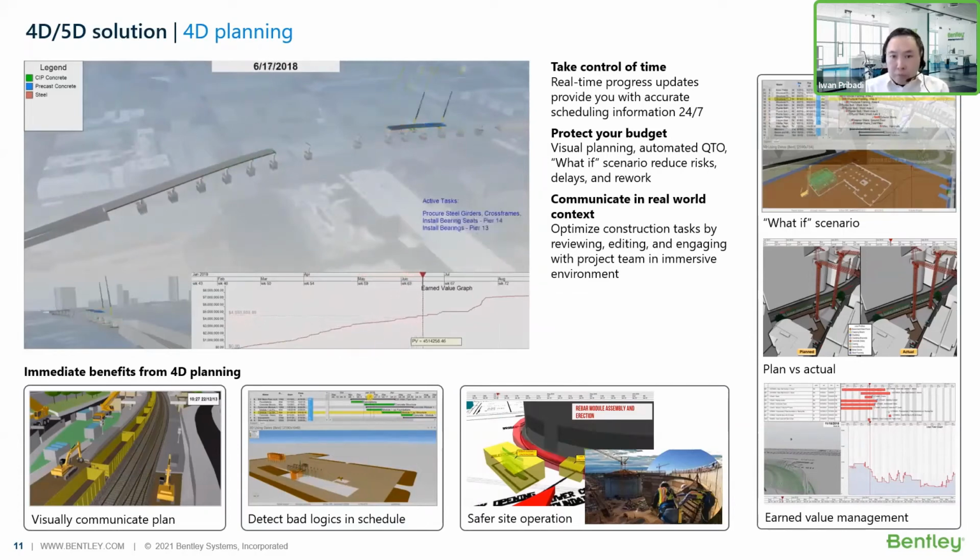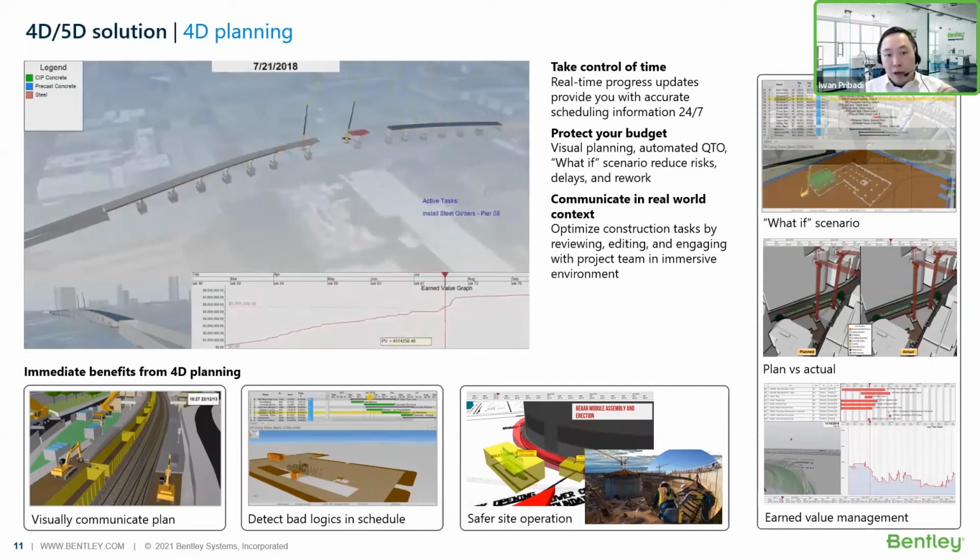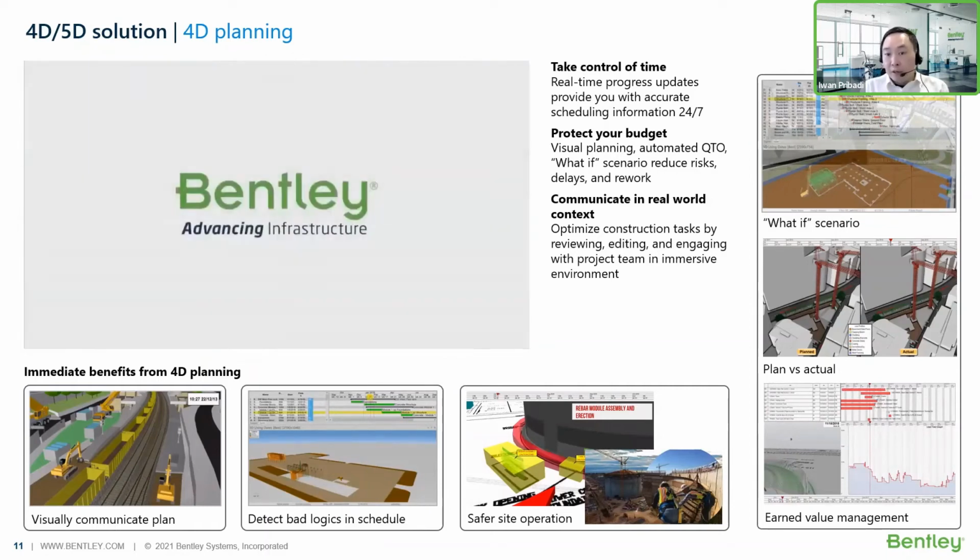One of the big examples of the benefits in 4D planning is that you can now see your plan visually. You can detect bad logic, and you can create safer site operations. By doing so, you are able to take control of time and your budget 24/7. So you can perform this very easily in the project.